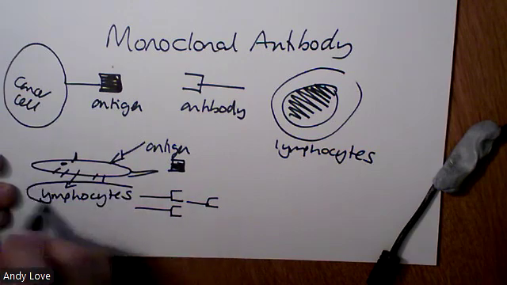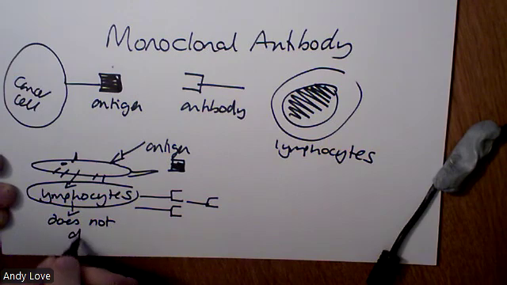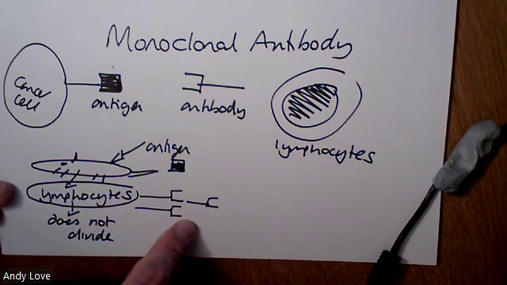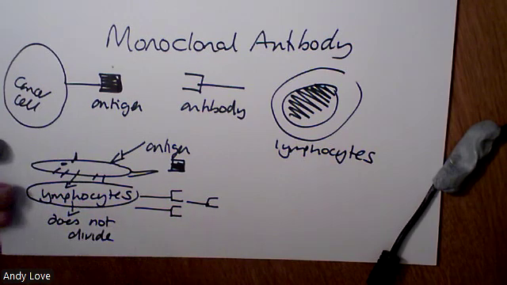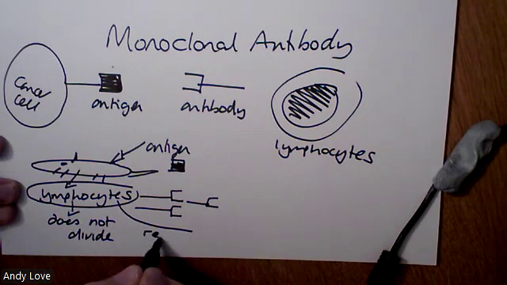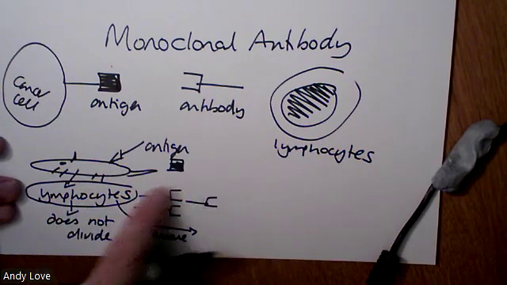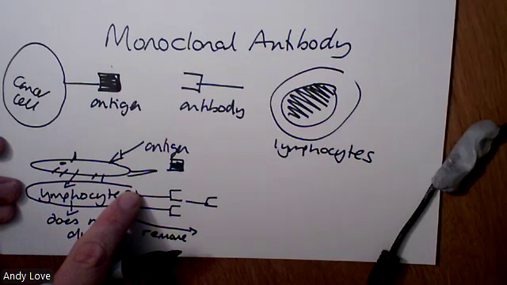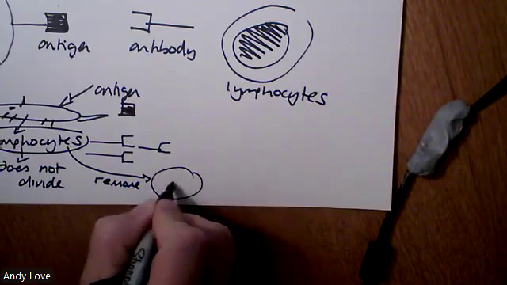The problem is the lymphocyte does not divide. So if I want to make lots and lots of these, I can't really do it because these don't divide. So what do I do? I remove the lymphocyte from the mouse. Okay, this lymphocyte makes this antibody. So I'm removing this lymphocyte, and I'm joining it on to a cancer cell.